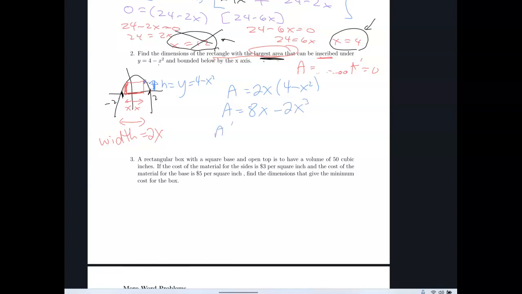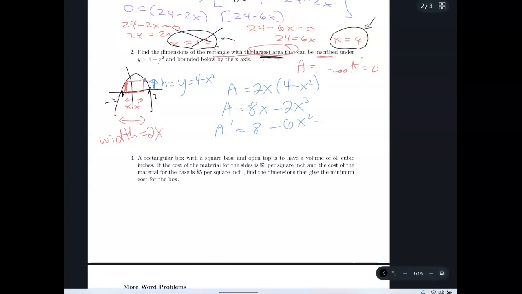Now let's take the derivative. So I get 8 minus 6x squared. I set this equal to 0 because that's how I find the critical numbers, right? So I get 8 equals 6x squared. 8 divided by 6 is x squared. Divide them both by 2, so I get 4/3 is x squared. And so I get plus or minus 2 over root 3 is the x value.